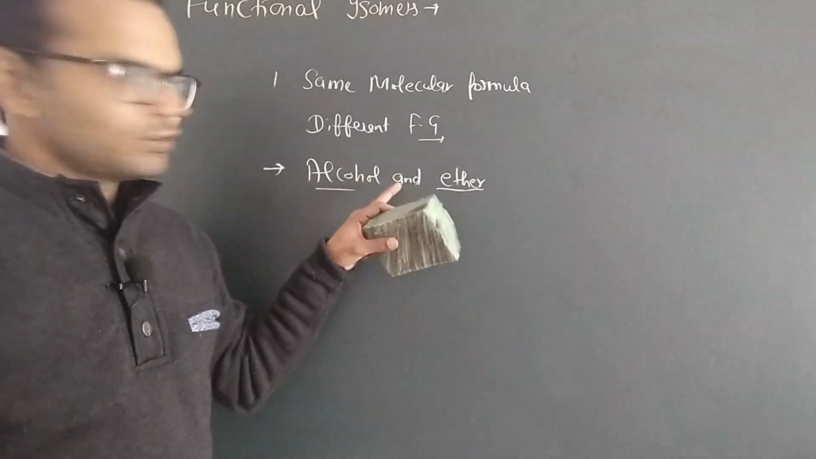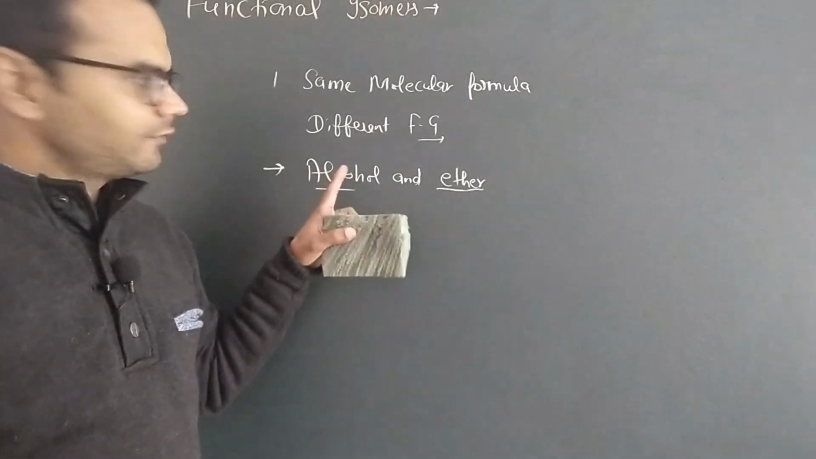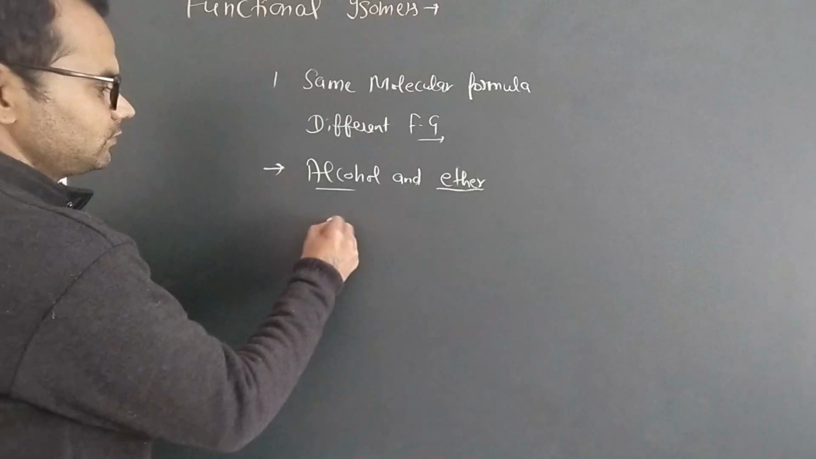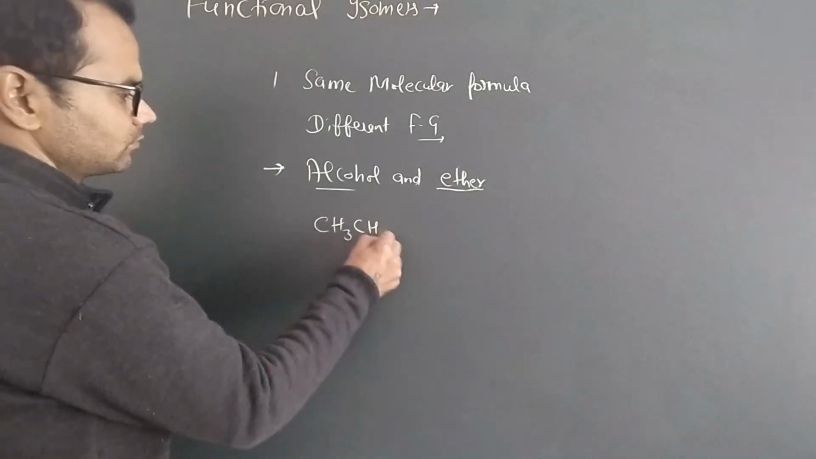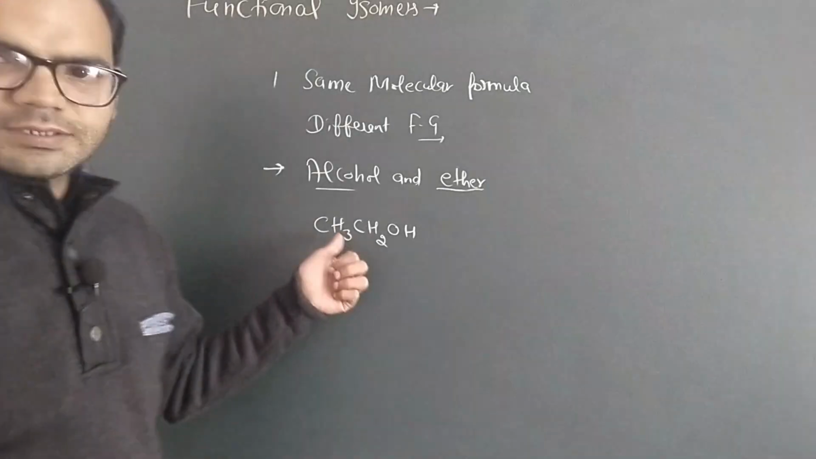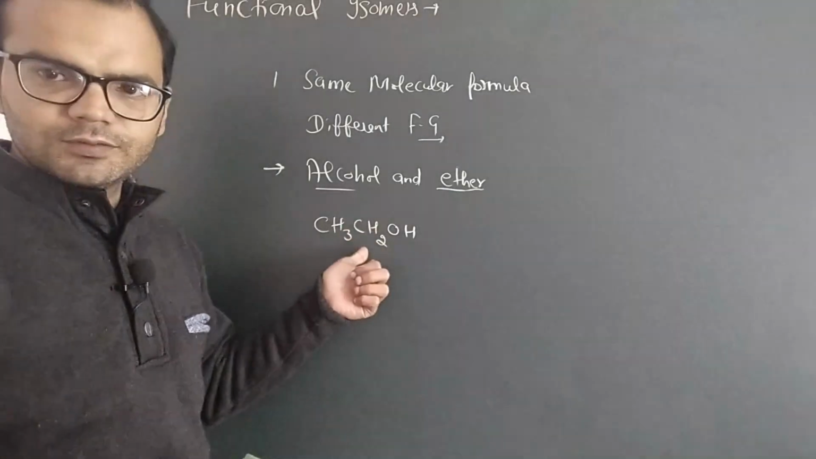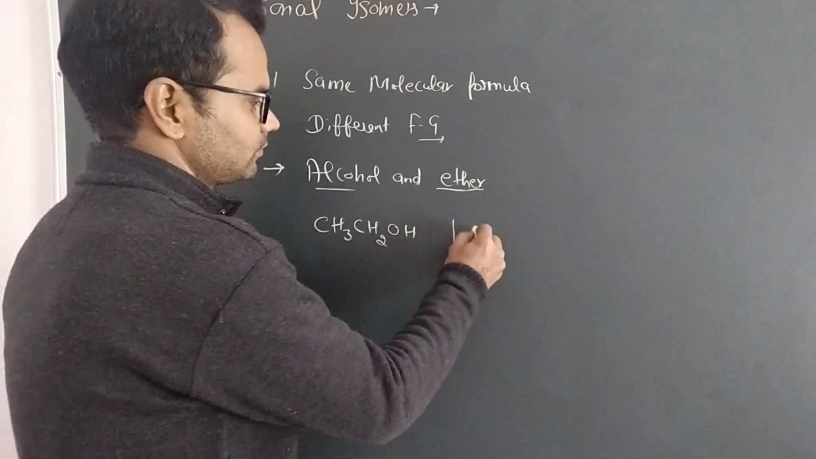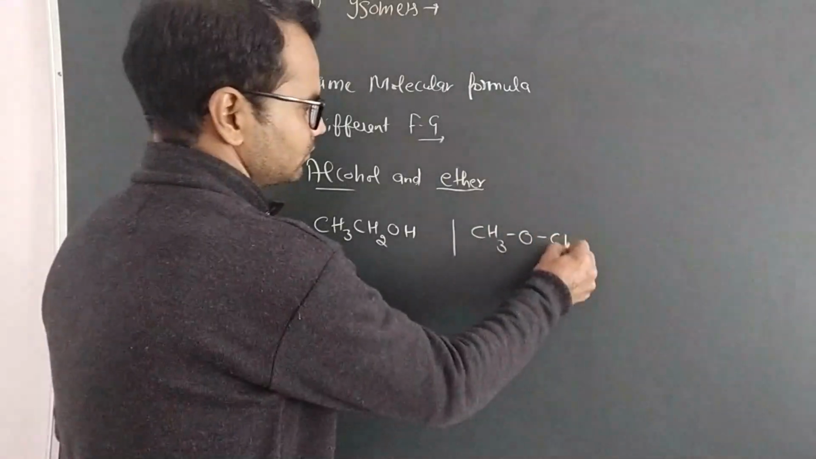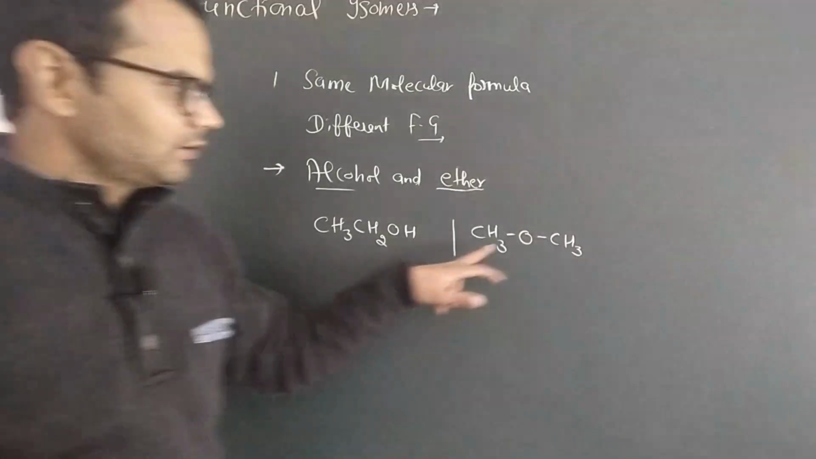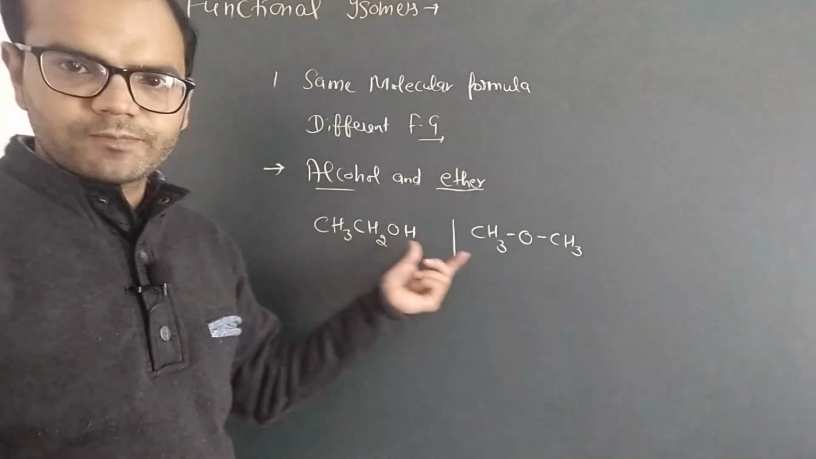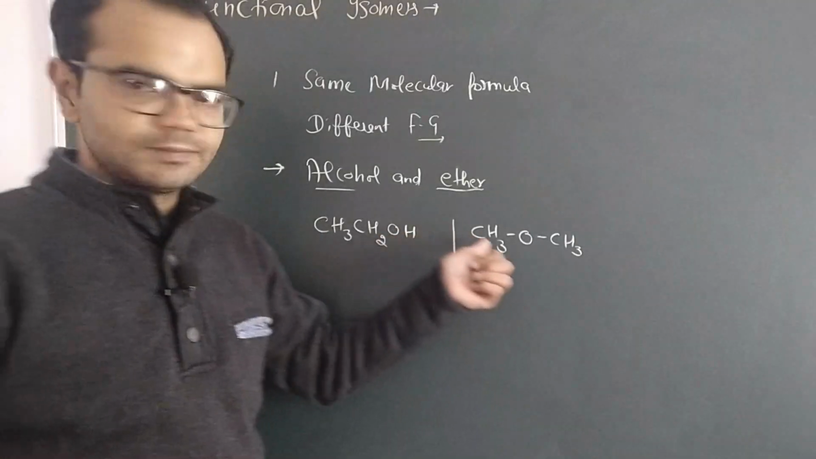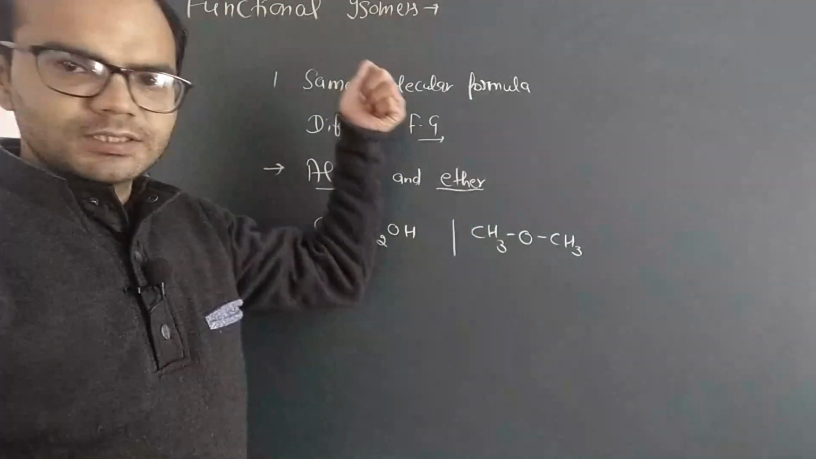Alcohol and ether have the same molecular formula but two different functional groups. For example, we have ethyl alcohol, or we can say ethanol, and this formula can be written in the form of an ether also, CH3 O CH3. Both have the same molecular formula, but one represents the functional group alcohol and the second represents ether. So both these are functional isomers.